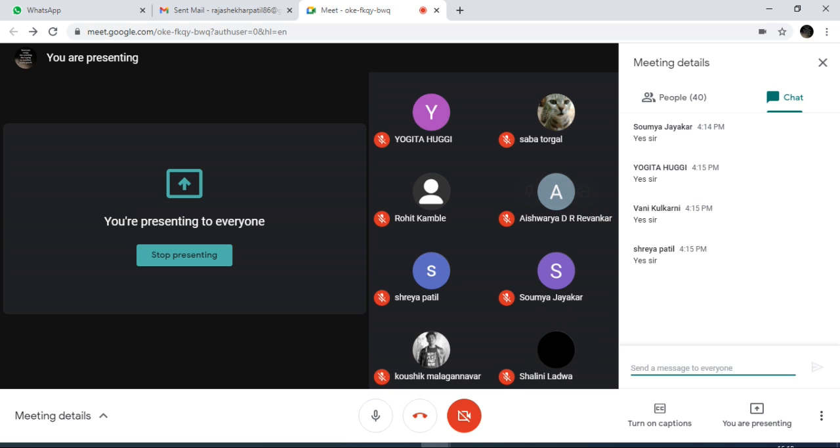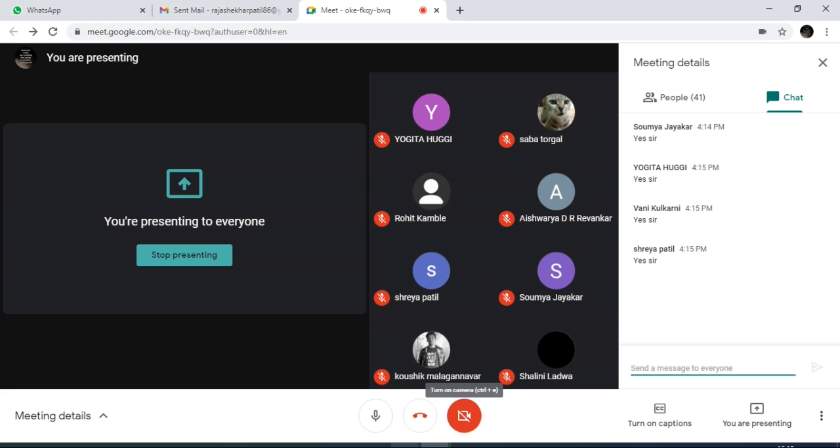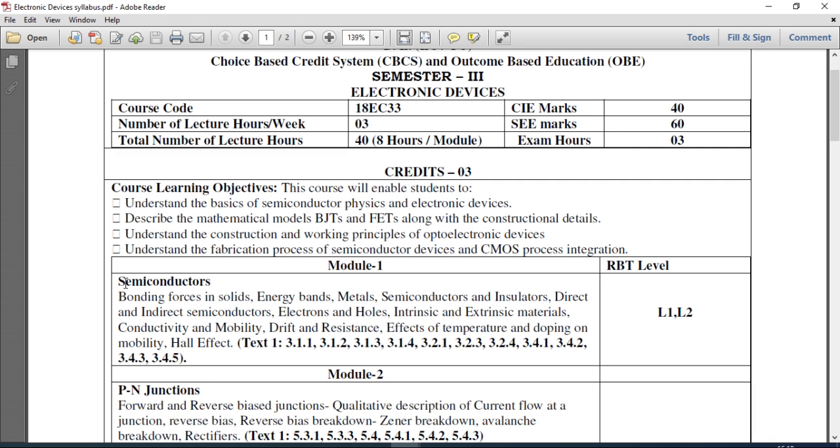Okay, fine. So now we'll move on to the next module. The name of the module is semiconductors. This is the last module we are going to discuss, module 1, and the name of the module is semiconductors. In that, the first topic we are going to discuss is bonding forces in solids. We are going to discuss 4 types of bonding forces in solids.